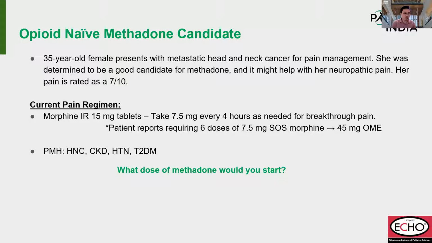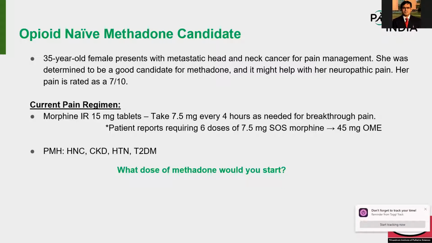And so when we do that calculation, we get 45 milligrams OME per day. Past medical history includes CKD, hypertension, type 2 diabetes, and head and neck cancer. What methadone dose would you start? 40 milligrams, just like the previous example. Does anyone else have a calculation? 20 milligrams BD.